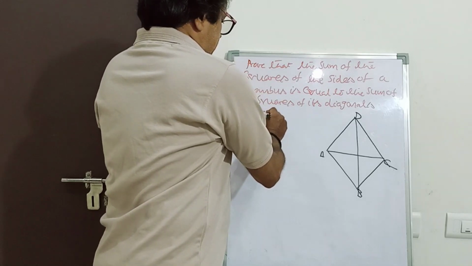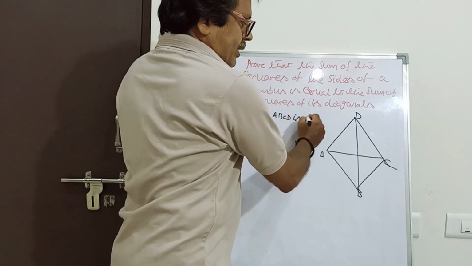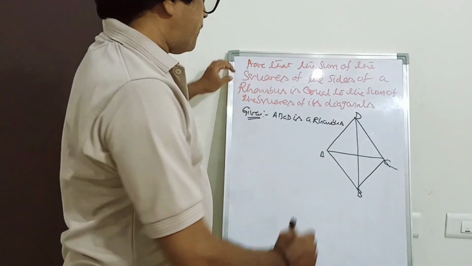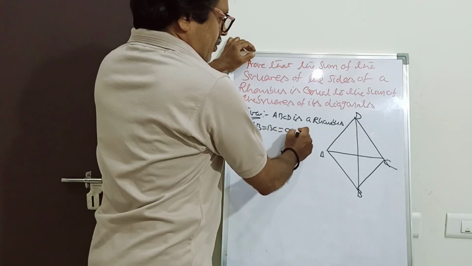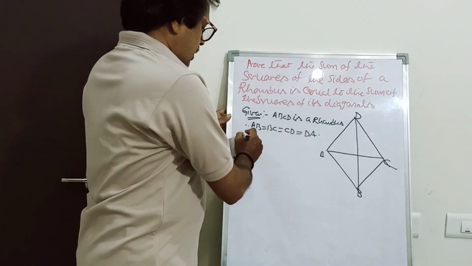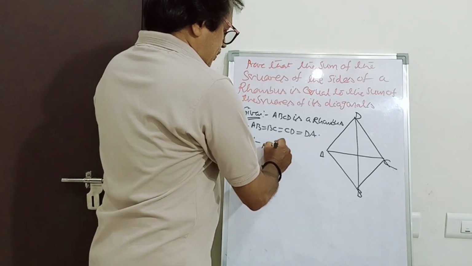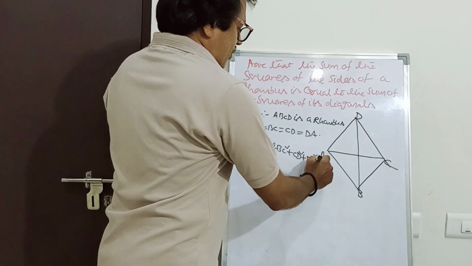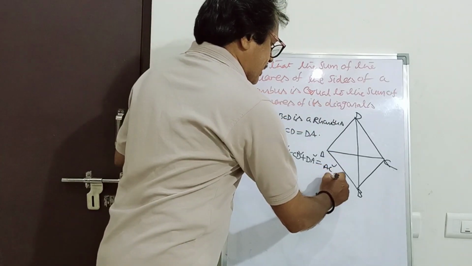So let us write the given part. ABCD is a rhombus. Therefore, AB is equal to BC is equal to CD is equal to DA. So, what is required to be proved here? AB square plus BC square plus CD square plus DA square is equal to the sum of the squares of its diagonals. That means AC square plus BD square.